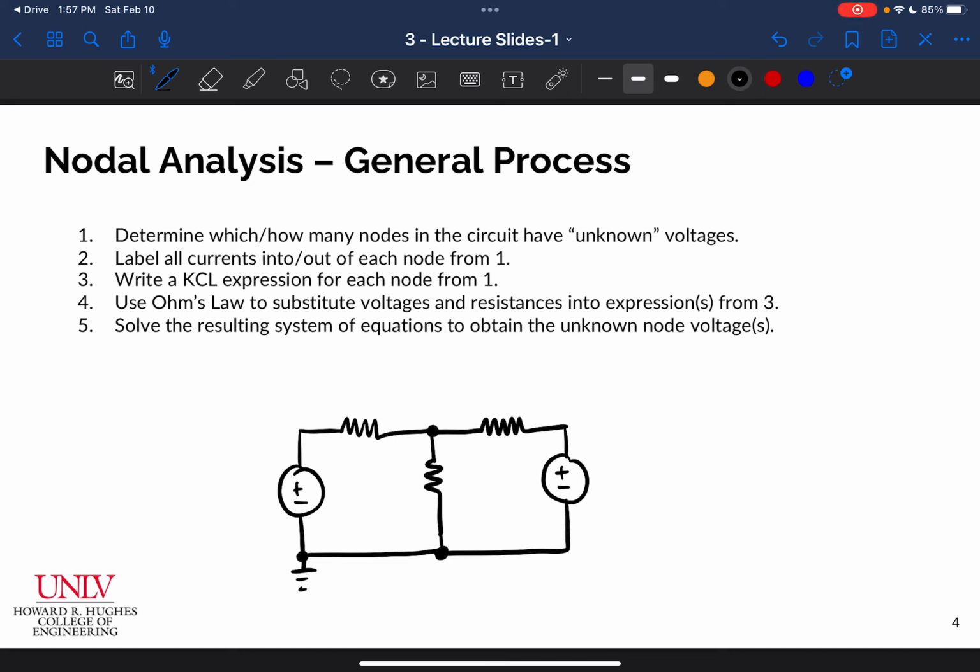Okay, so let's go ahead and say that I've got this circuit down here. You know what, I'll give myself some values as well. Just say 1 volt, 2 volts, 1K, 3K, and 5K. How about that?